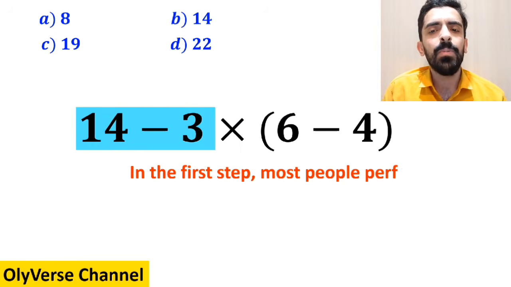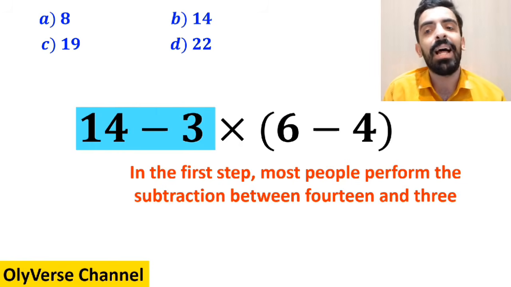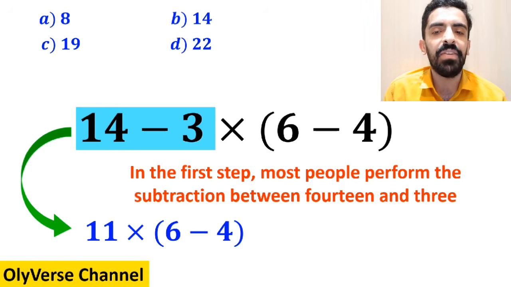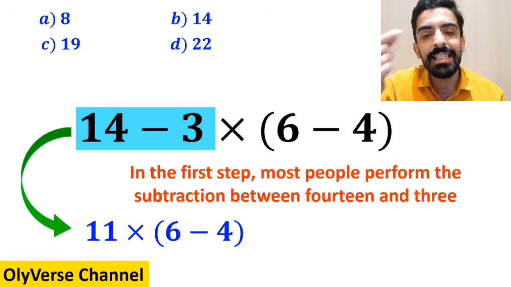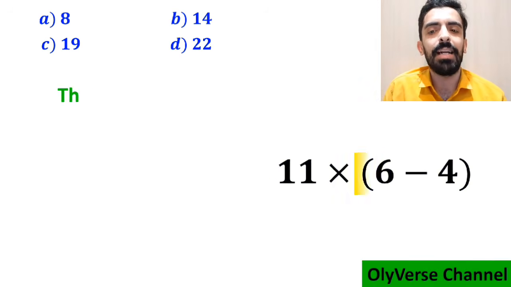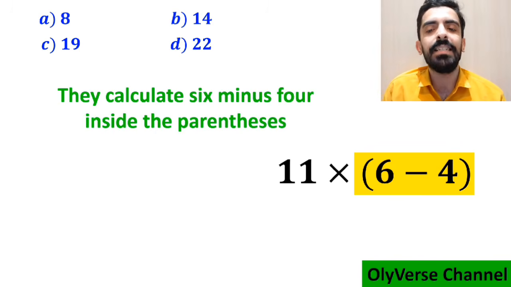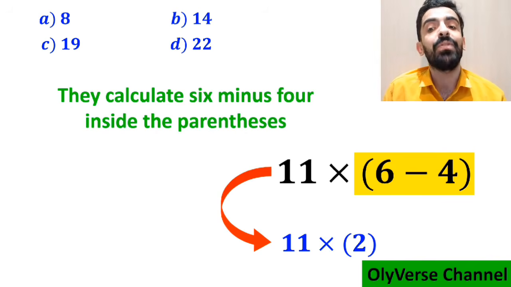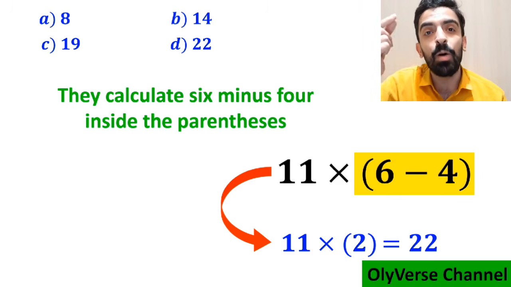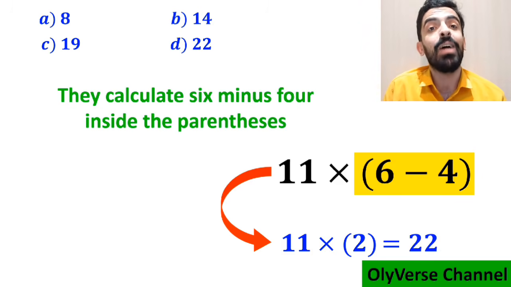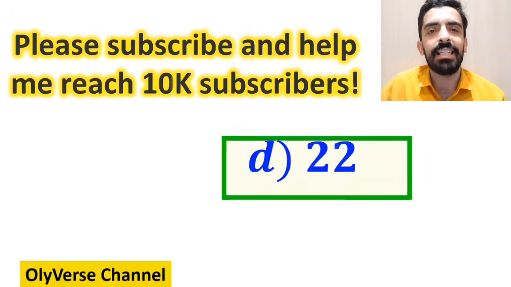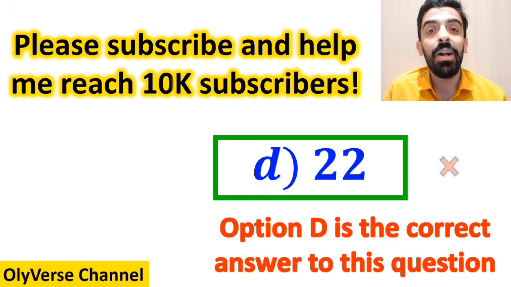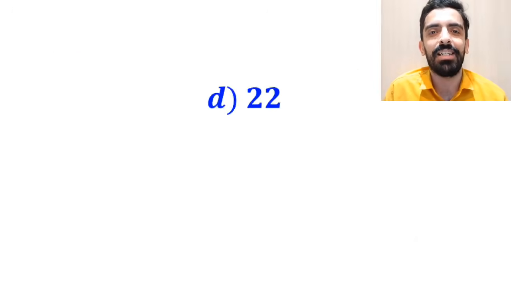And the first step, most people perform the subtraction between 14 and 3, which I have highlighted in blue. So, this expression simplifies to 11 multiplied by 6 minus 4 inside the parentheses. And the next step, they calculate 6 minus 4 inside the parentheses, which becomes 11 multiplied by 2. And finally, the value of this expression must be equal to 22. Then, without any hesitation, they quickly say that option D is the correct answer to this question. However, it's not the correct answer to this question.